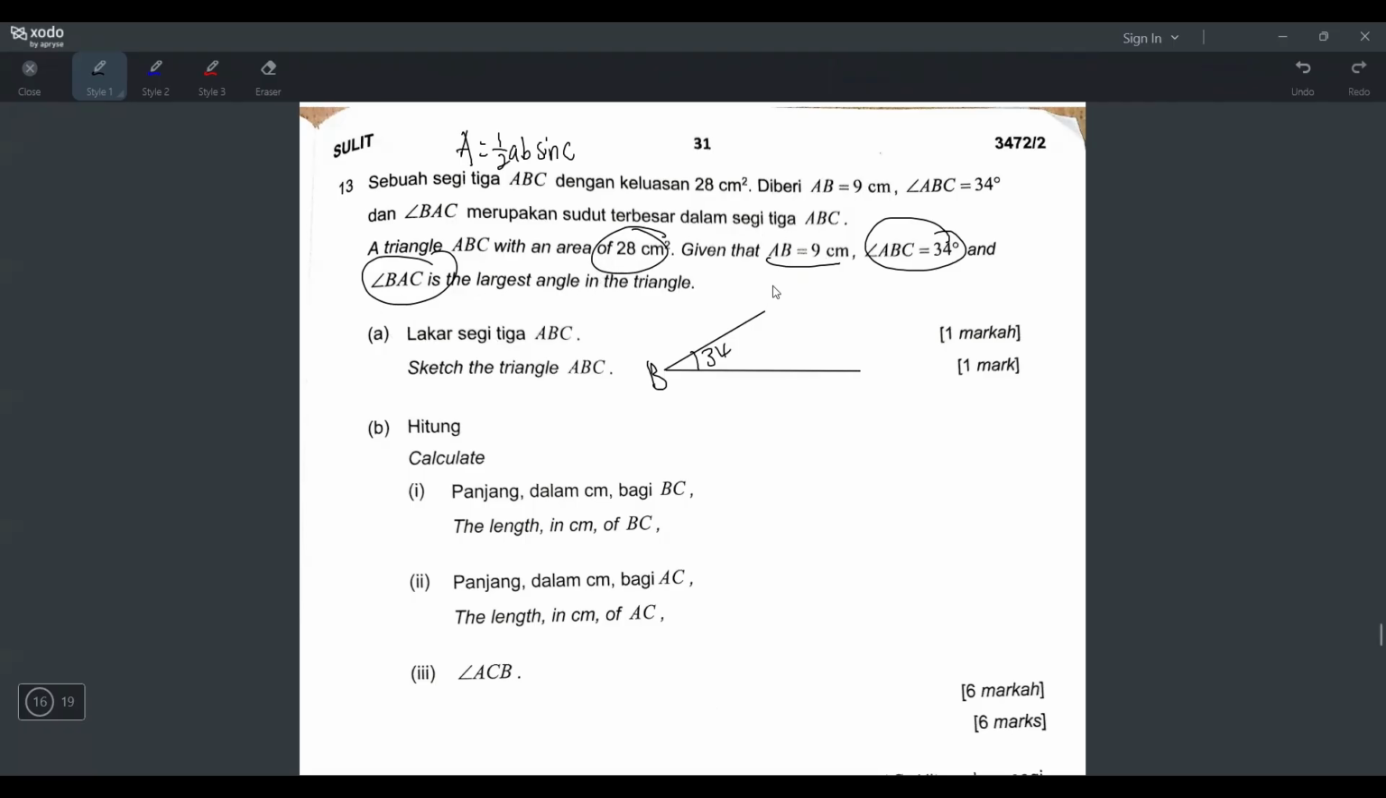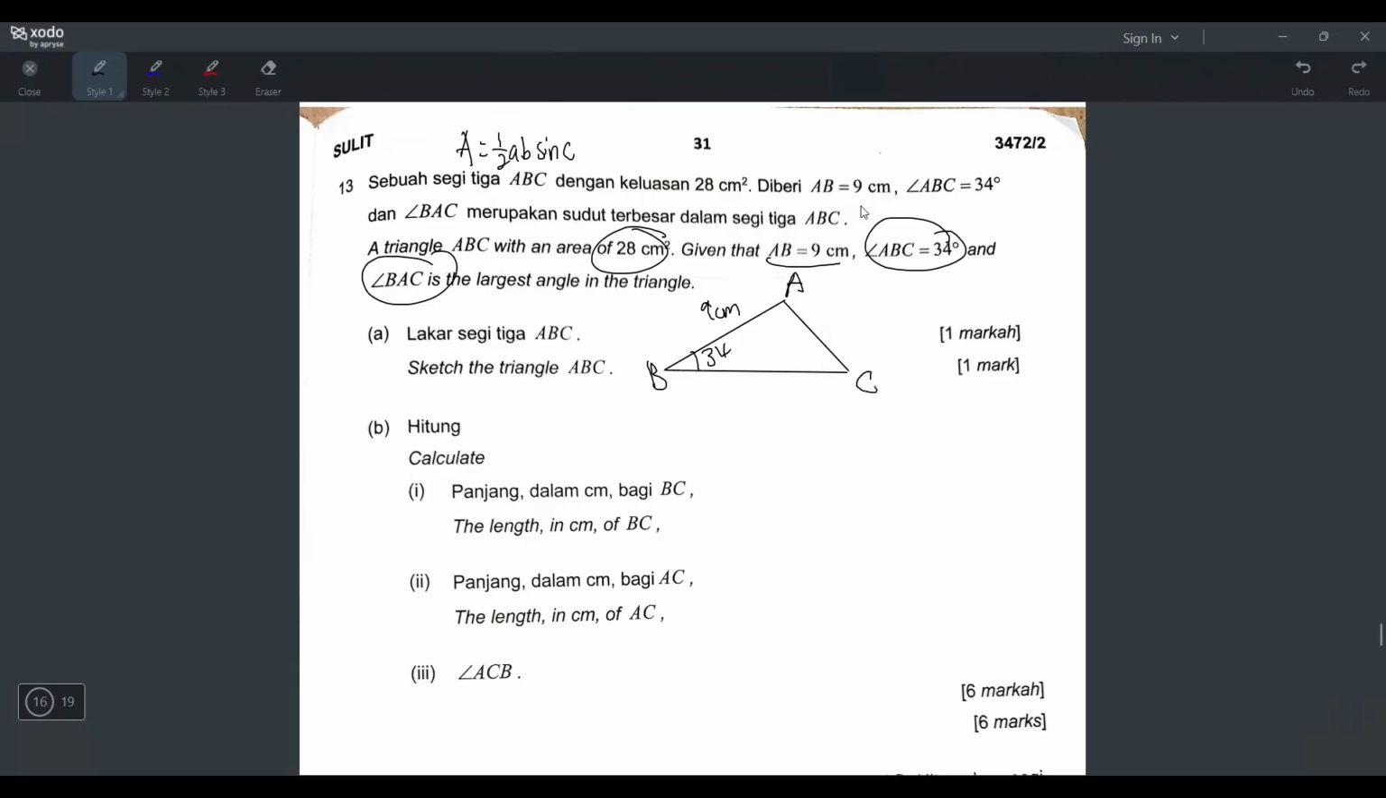So let's make the A on top here. And then label 9 cm. And then they said BAC is the largest angle. So the way we draw it, if I draw it like this, will A be the largest angle? Yes. I can even make it smaller, it will still be the largest angle. So I will actually make it like this. Okay, so now it's done already.